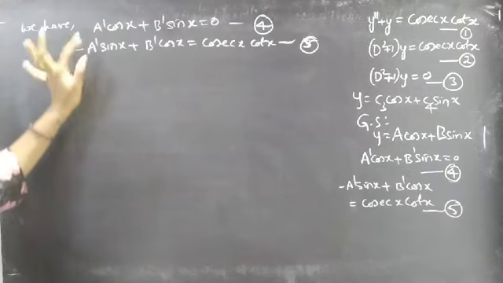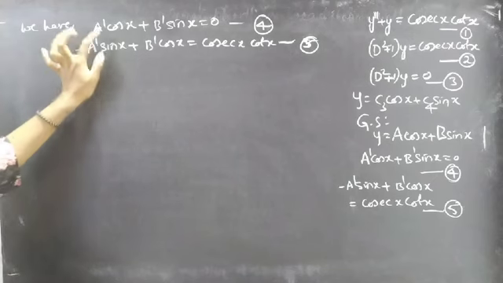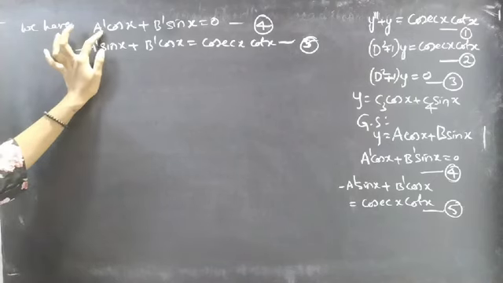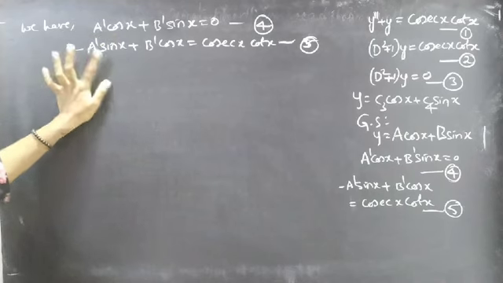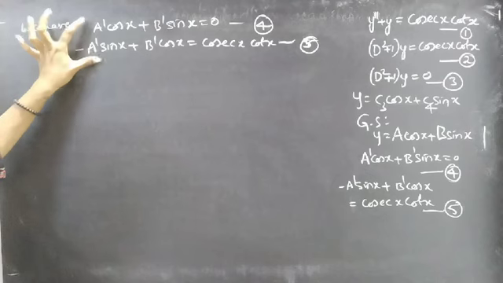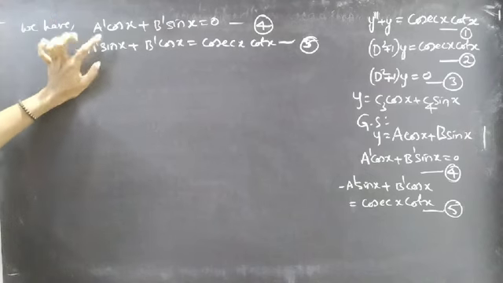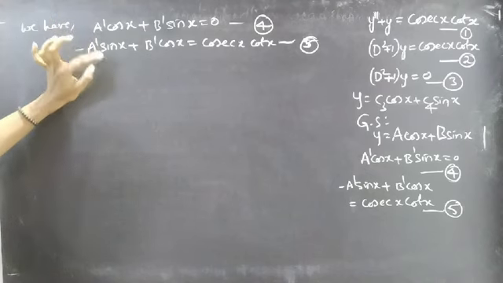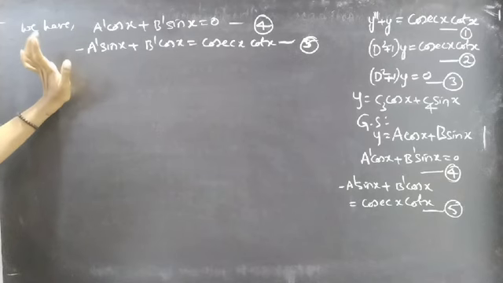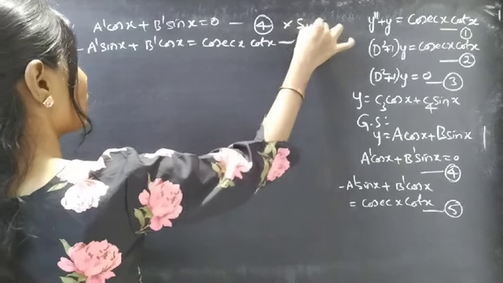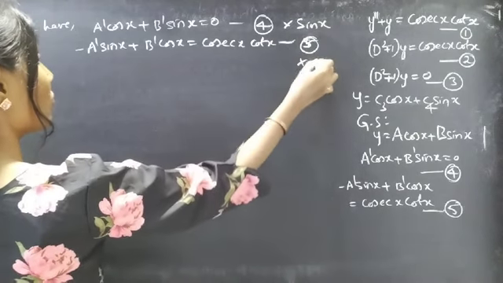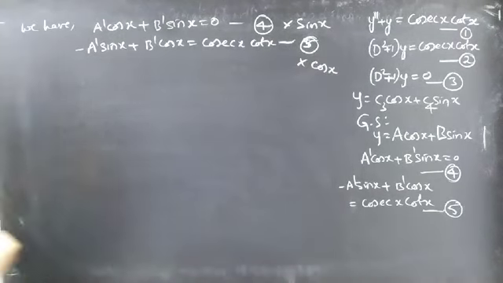Now we need to solve these two equations, right? So observe the first terms. In the first term we have a dash cos x, and in the second, minus a dash sin x. In order to cancel these two terms, we need a sin x in this and a cos x in this, right? So let's multiply equation 4 with sin x and equation 5 with cos x.